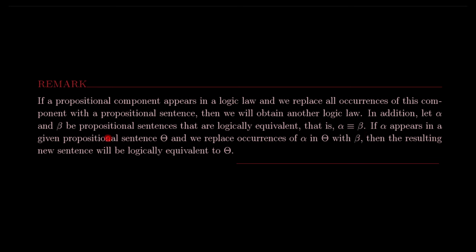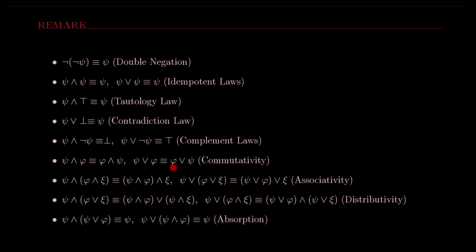If alpha appears in a given propositional sentence theta and we replace occurrences of alpha in theta with beta, then the resulting new sentence will be logically equivalent to theta. So this means that all the laws that we learned for atomic propositions are also valid for propositional sentences. The negation of the negation of a propositional sentence, regardless of whether it is atomic or compound, is equivalent to the propositional sentence itself.